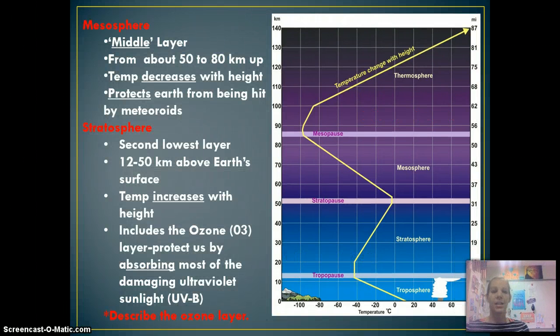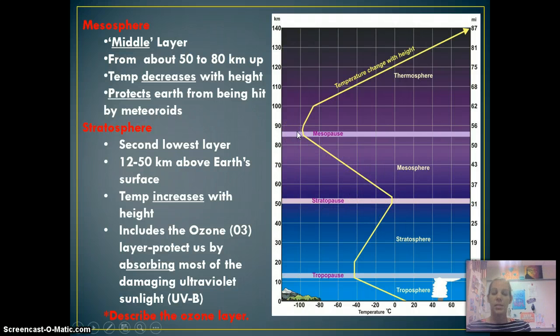Mesosphere. It's also known as the middle layer. Now that doesn't really make sense because there's 4 layers, and so middle would be in between the second and third layer. But this is the third layer above Earth's surface. It is located 50 kilometers above the Earth's surface to 80 in height. And in this one, you'll notice that the temperature decreases with height. Okay, that's an important thing for you to understand.